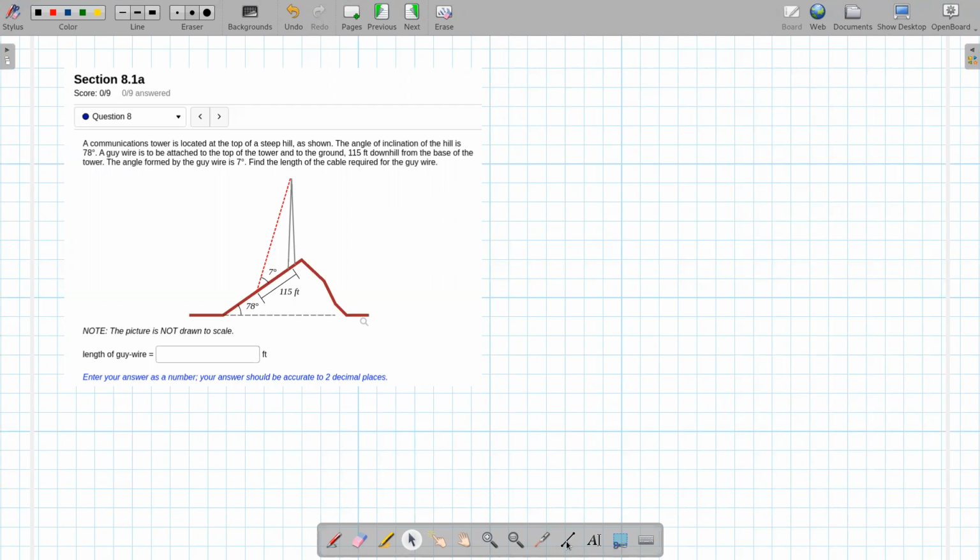So let's play around. They've put the relevant information in here. It's just not drawn to scale. I don't think I'm going to redraw it. And then we have the base of the tower. If we come straight from the top, then it's going to hit right in the middle there. So that's really our triangle here, right down the middle. And then this distance is 115, that's 7. And then we have this angle here at 78.